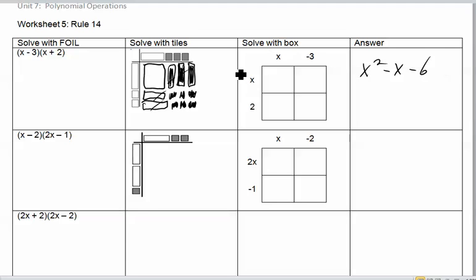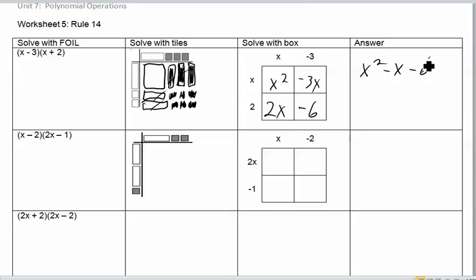Let's take a look at it with the box. It's the same thing. It's just we're using numbers instead of tiles. We have x times x is an x squared. And we have an x times a negative 3 is a negative 3x. And we have a 2 times an x is a 2x. And then we have 2 times negative 3 is negative 6. So we have our x squared, and then negative 3x plus positive 2x is a negative x, and then our negative 6 is just negative 6.